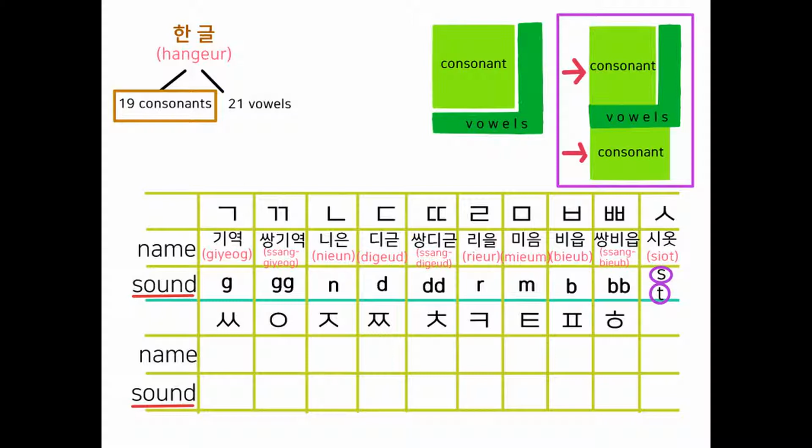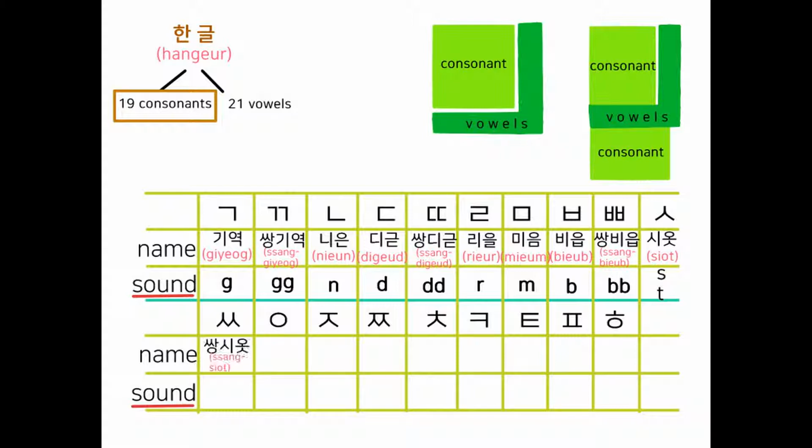There are several other consonants that work in the exact same way, and whenever I am dealing with these consonants, I will write the sound that is made when placed at the top position first, and the sound that is made at the bottom position below. Okay, let's keep going. Next letter is called 쌍시옷, and it has a double S sound when placed at the top and a T sound when placed at the bottom.